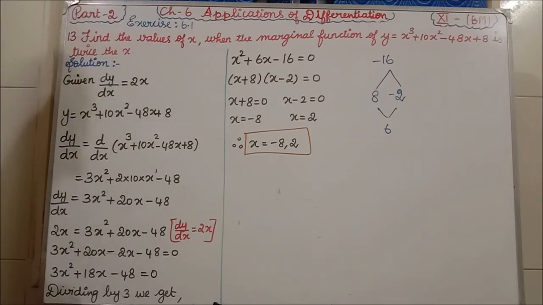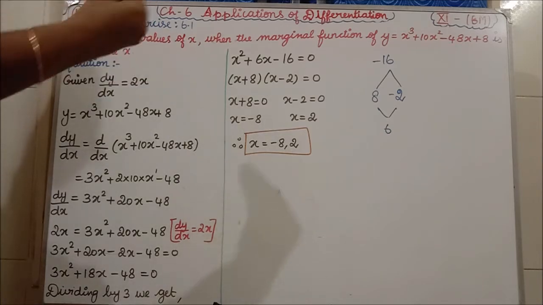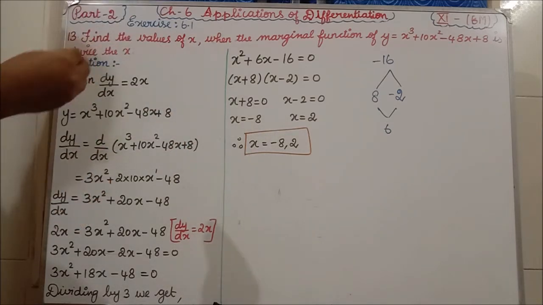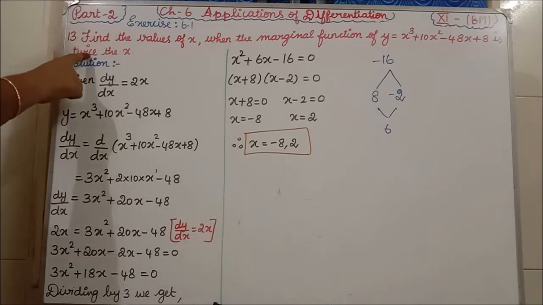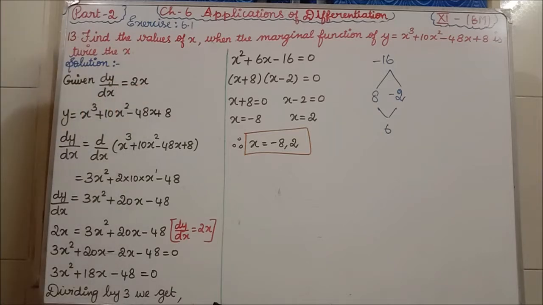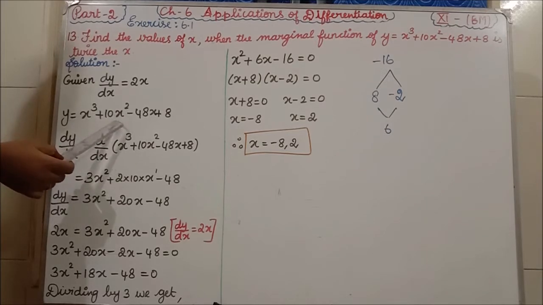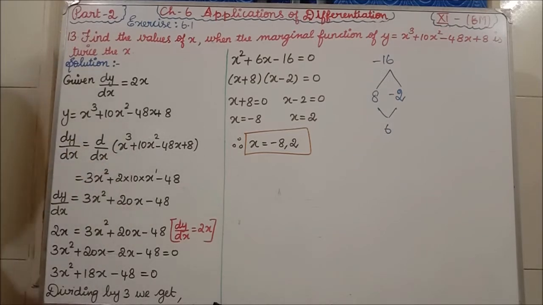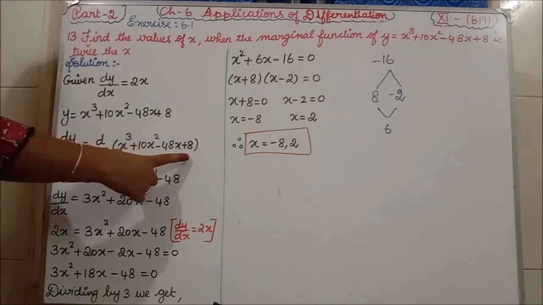Clear all of you? Marginal means we have to differentiate. Here they are asking us to differentiate y with respect to x. When we differentiate, we will get the answer twice the x they have given, so we have written dy by dx equal to 2x. Clear all of you? Now the y function they have given is y equal to x cube plus 10x square minus 48x plus 8. This we are going to differentiate with respect to x. Clear? So dy by dx equals d by dx of this full term.